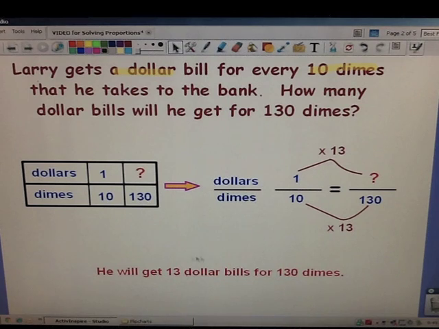Another must when dealing with proportions is that your answer needs to be in a sentence format or a statement. Our question was, how many dollar bills will he get for 130 dimes? You need to answer that. He will get 13 dollar bills. It's not 13 to 130. They're not asking for the ratio, they're asking for the number of dollar bills, 13.